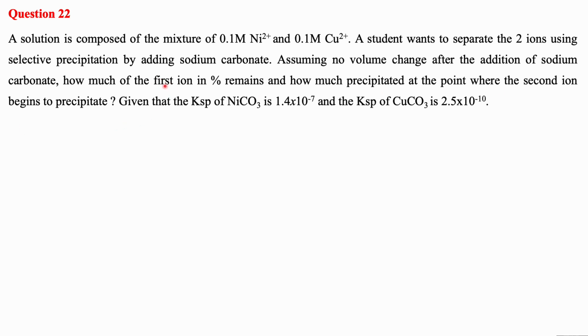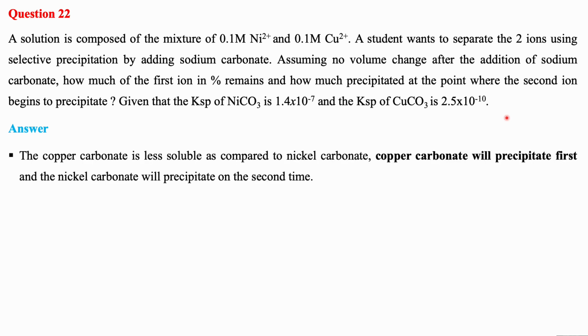Here, we need to know which ion will precipitate first and which one will precipitate second, so that we can determine how much of the first ion will remain in the solution, and how much will be precipitating. So let's first see which one is going to precipitate first and which one will precipitate second. We are going to see it by comparing their Ksp.